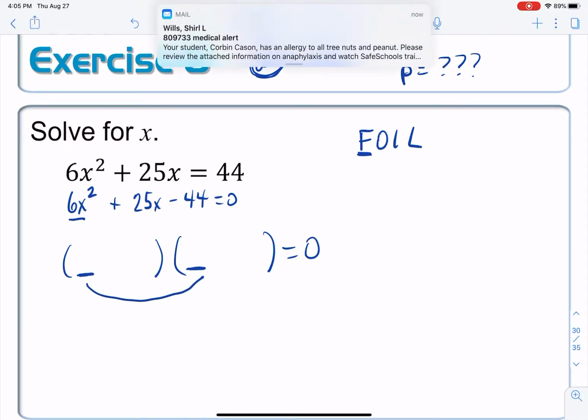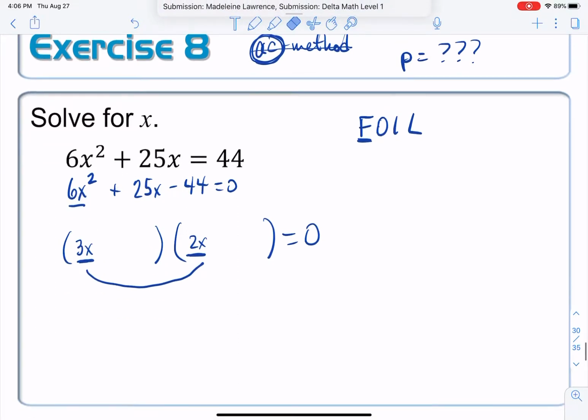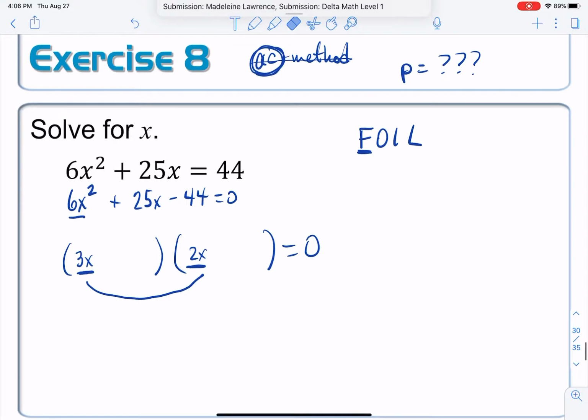Well, you got a couple of options. Like maybe it's a 6x and a 1x. Maybe that works. Or maybe it is a 3x and a 2x. You don't know which one works, which is why this is called guessing and checking. You guess one and you check to see if this one works. I'm going to go with, for right now, this 3x and 2x and see if it works. If it doesn't, I need to go back and change something.